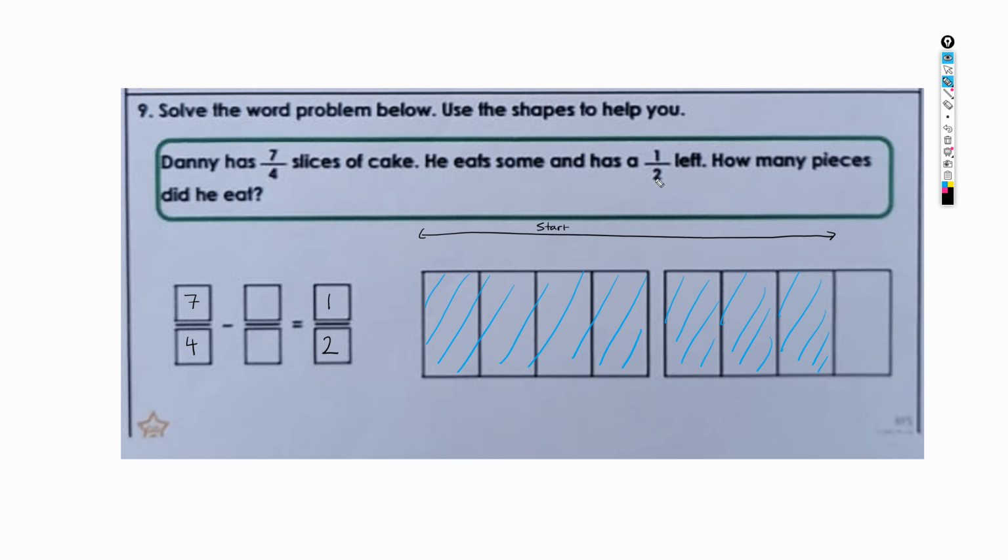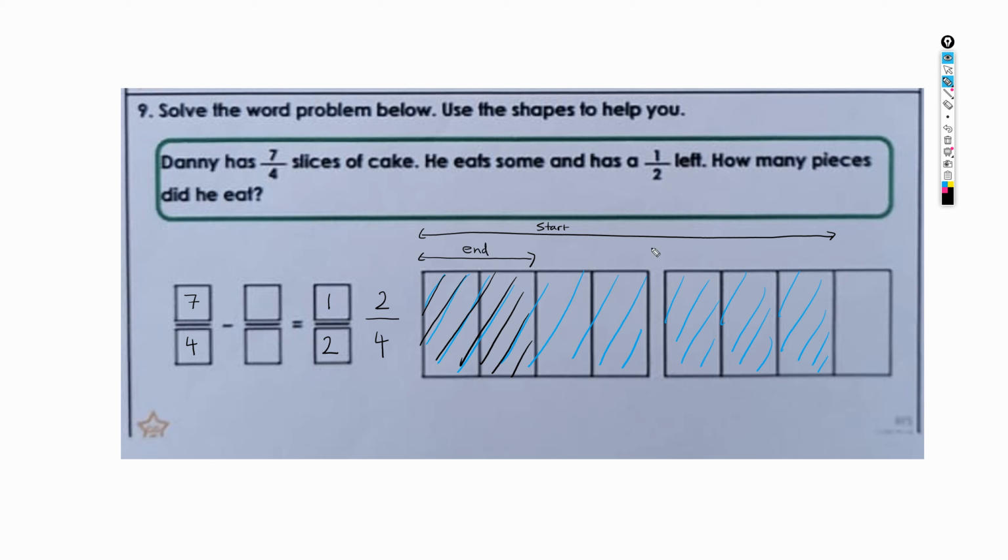What we're asked is how many pieces did he eat? What we're left with is half of a whole. We can see this is going to be a half. That's two of these four pieces. So if we're not really sure about changing our denominators, we can see that this half is equivalent to 2/4. So this is our end situation. This is the position we end up in.